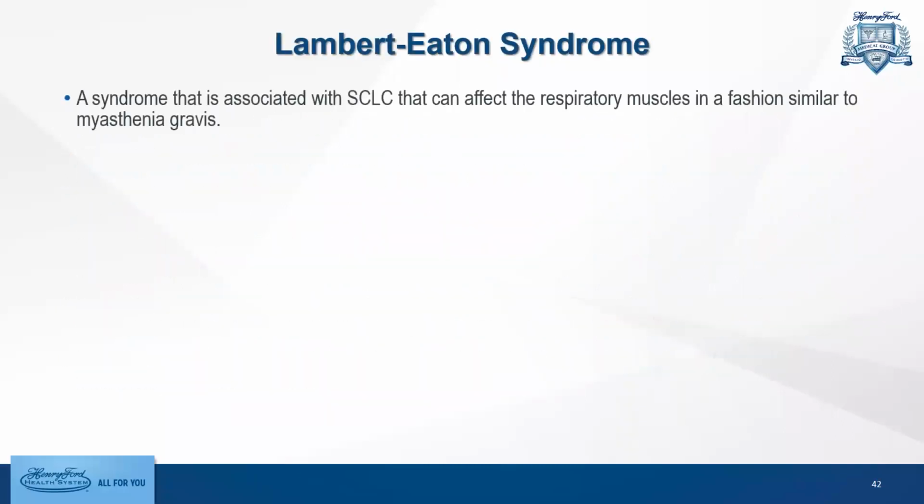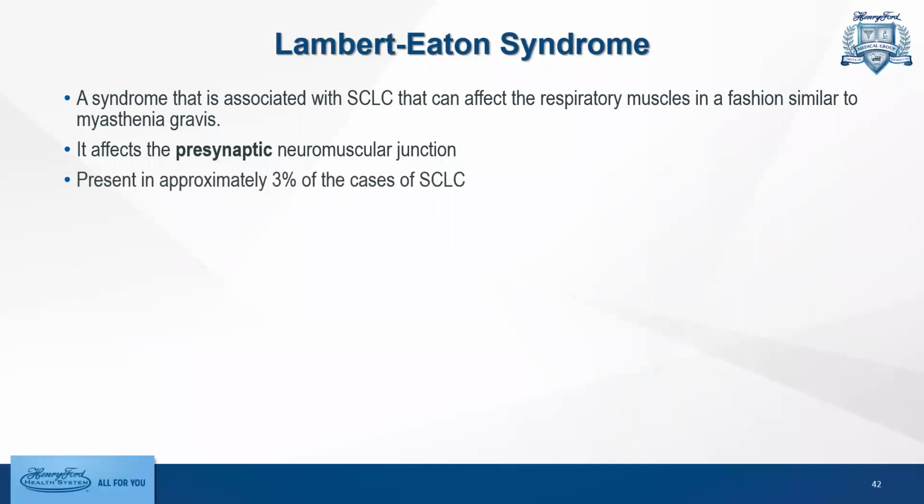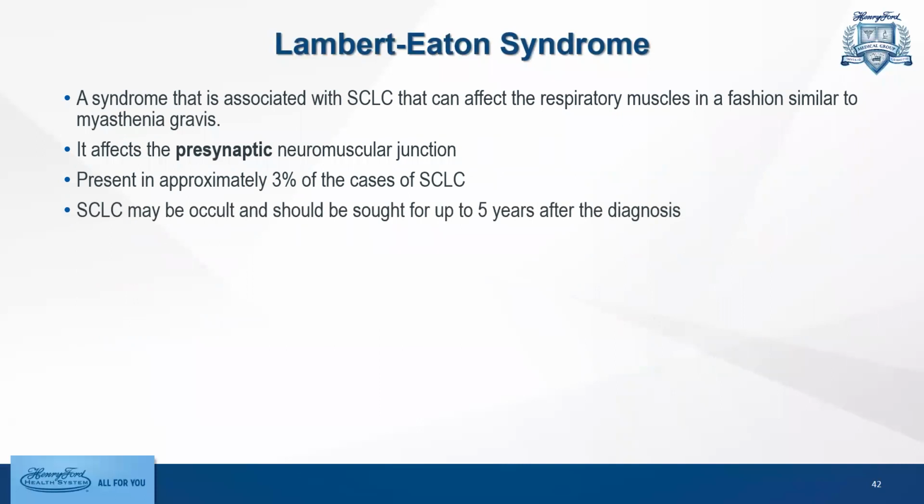On the other end, you're going to have Lambert-Eaton syndrome, which is associated mainly with small cell lung cancer. It can affect the respiratory muscles in a fashion similar to myasthenia gravis. It affects the presynaptic neuromuscular junction, though. About 3% of cases of SCLC are going to have Lambert-Eaton. And usually you should keep on working up small cell up to 5 years after diagnosis of Lambert-Eaton.